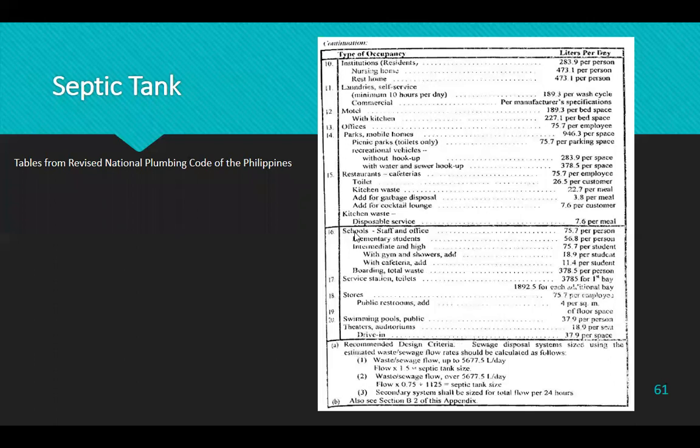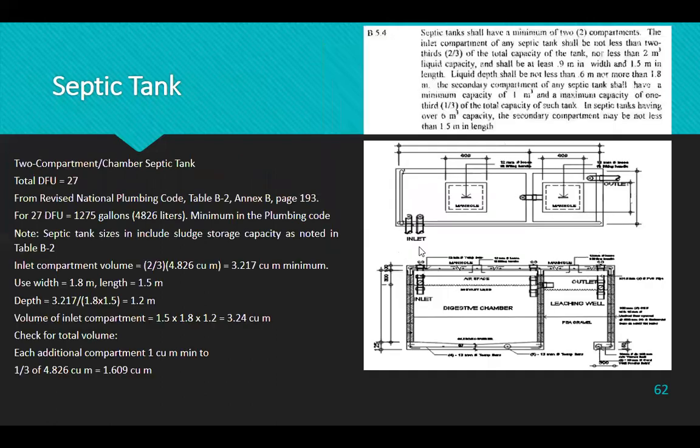Okay. Pag-compute mo rin ng wastewater, ito rin ang gagamitin mo. Sa plumbing code natin. Sa ibang code, meron din sila. Merong parehas, merong iba. So take note. So design, mga sample design ta ng septic tank.